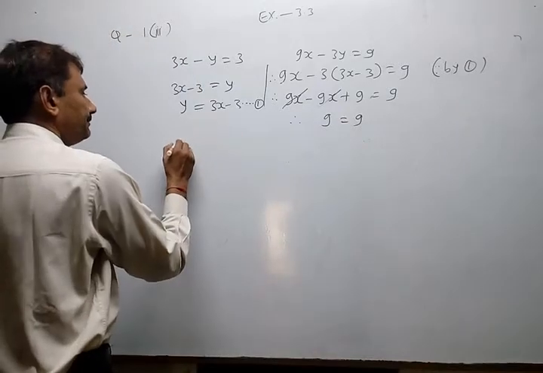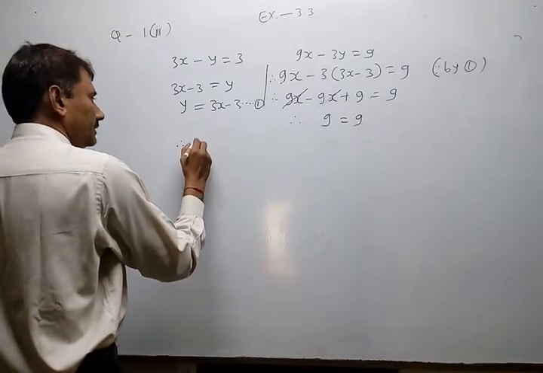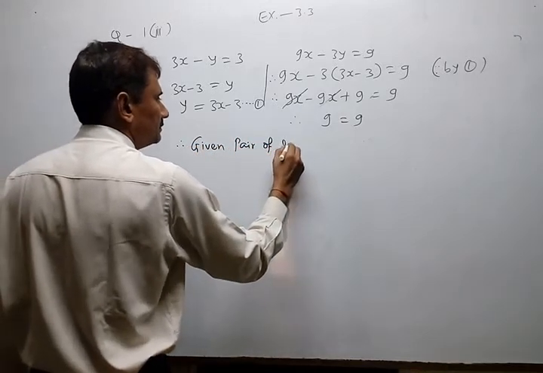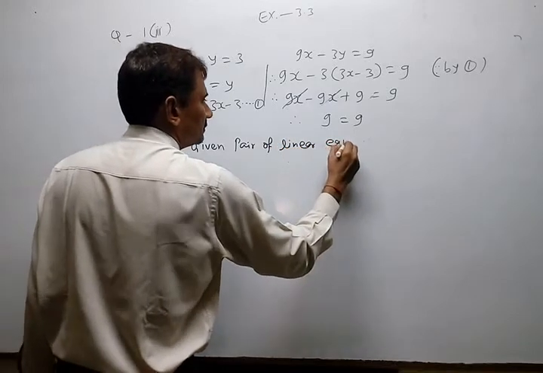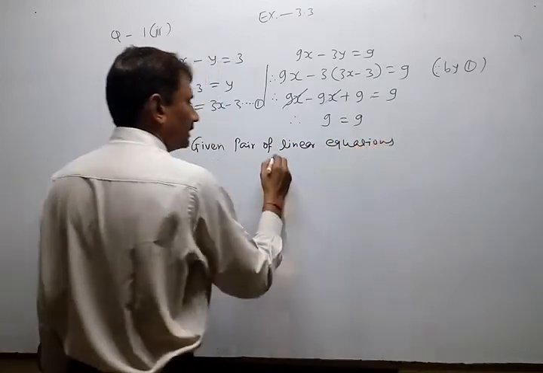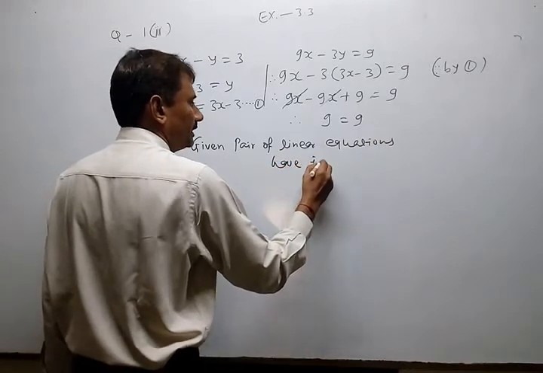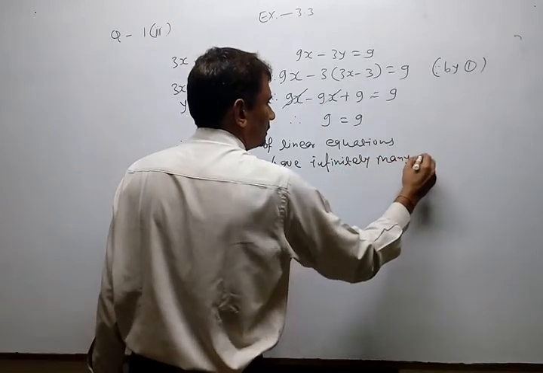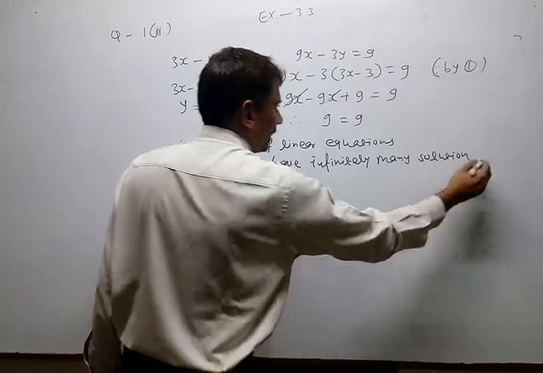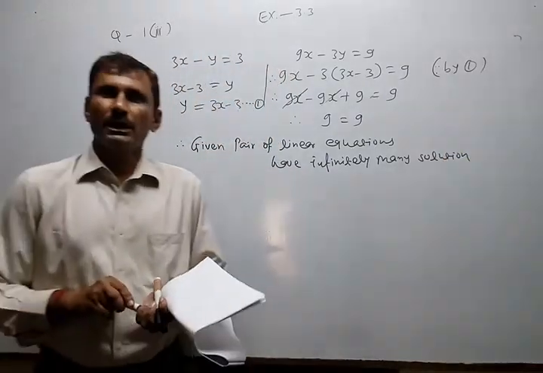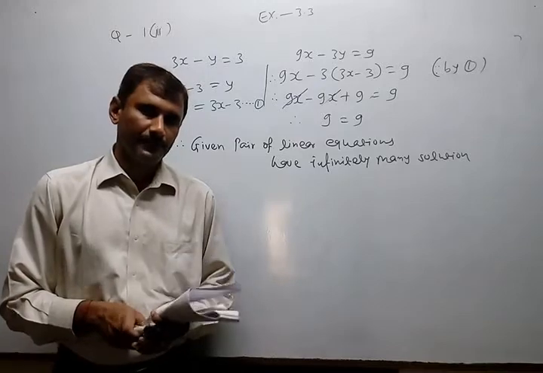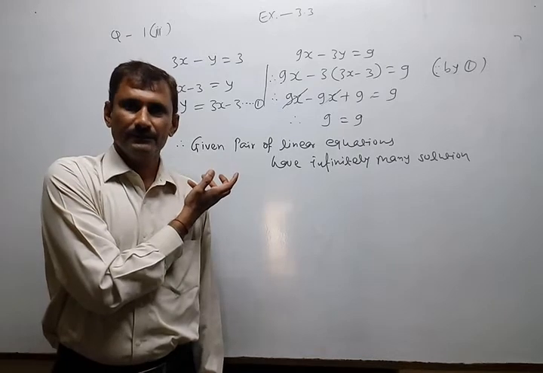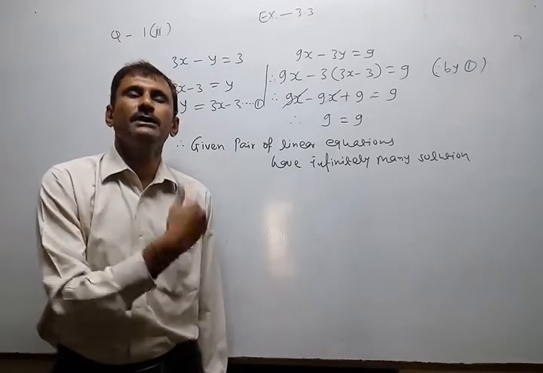We can say many solutions are there. Therefore, the given pair of linear equations has infinitely many solutions. Infinitely many solutions means no end of solutions; as many as you want, you can write. That's why I just skip that sum, because it is different from the other remaining sums.